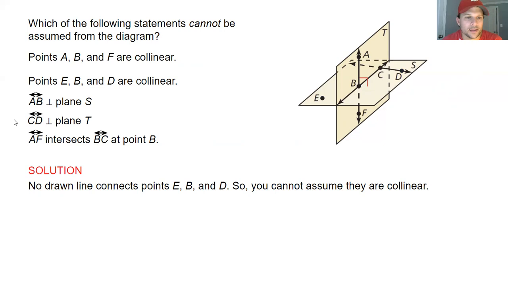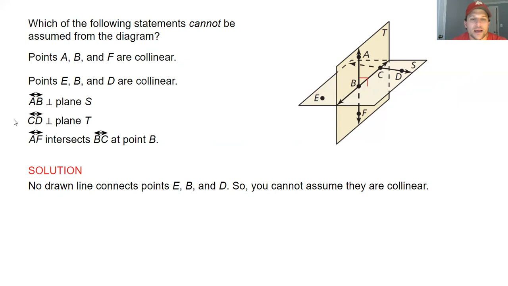So now we're going to look at line AB is perpendicular to plane S, and that's what that green line is. Again, I mentioned earlier, you should notice there is a right angle here, and that right angle does mean that it is perpendicular to the other plane. So this is true, and it can be assumed.